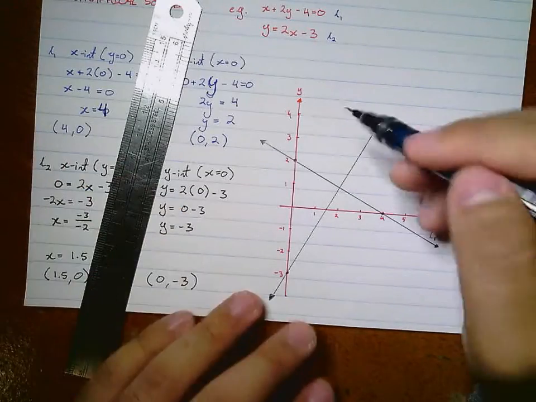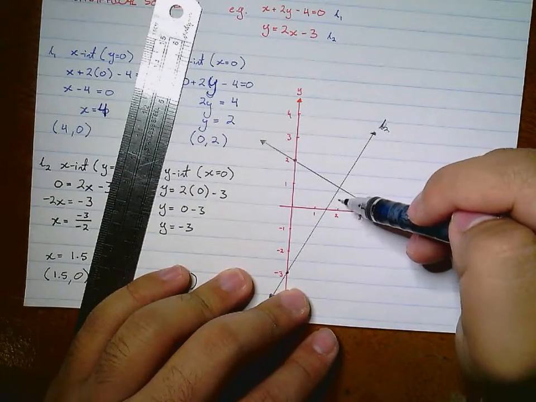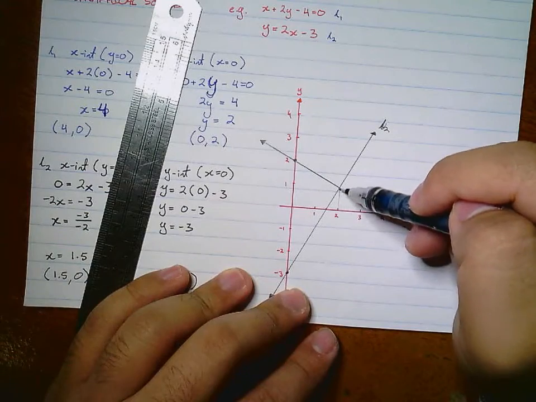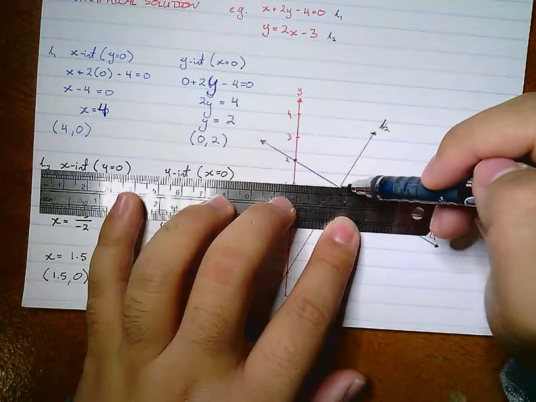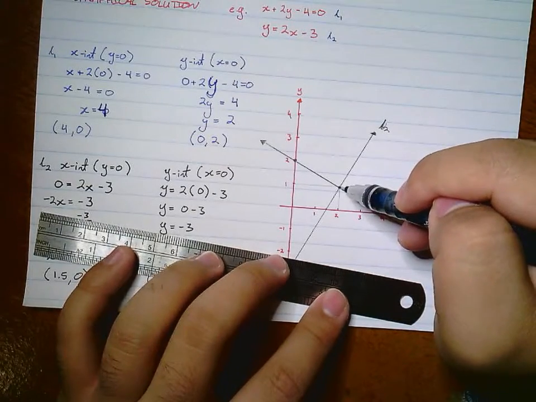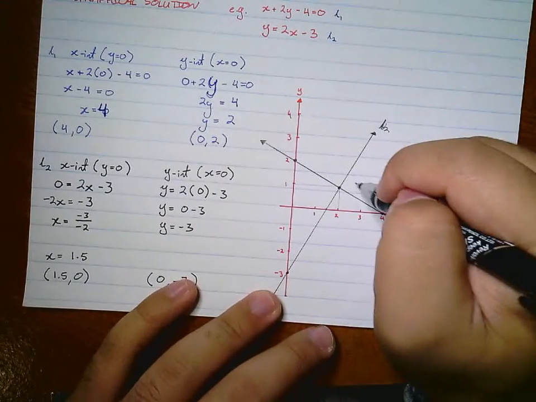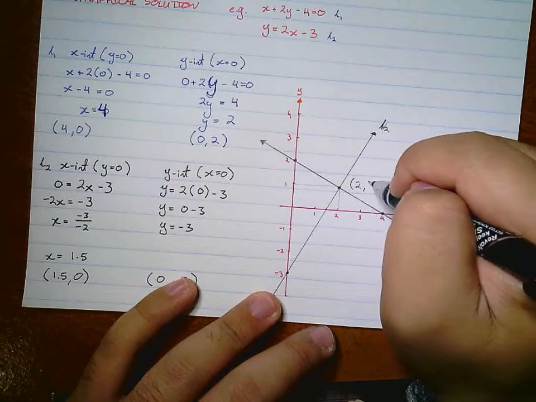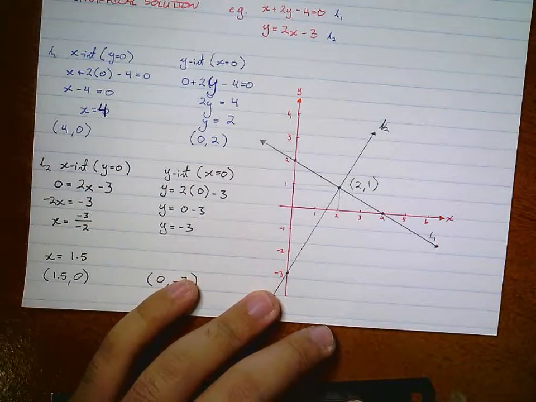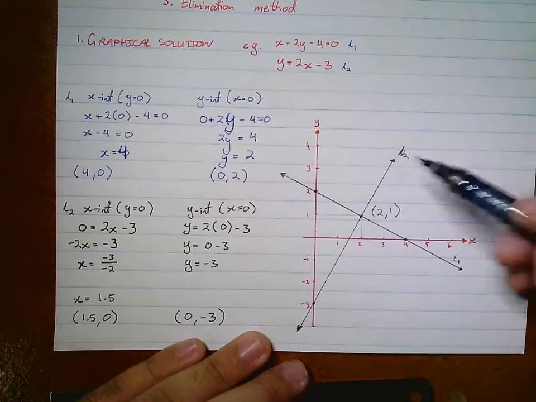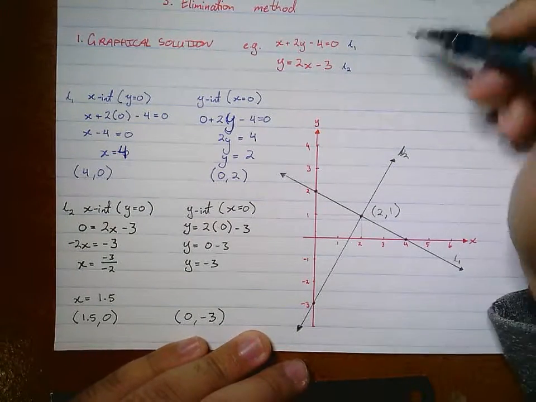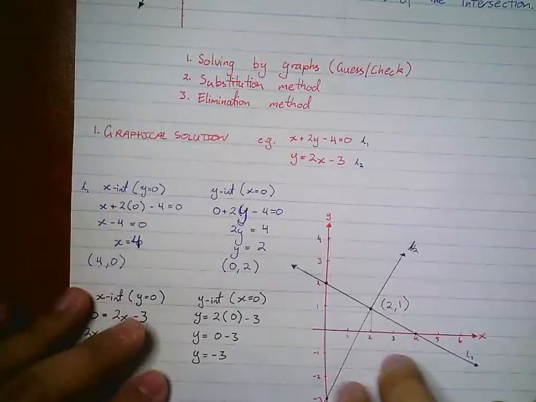And we can see from our graph that it is actually intersecting at that point there. It's intersecting at that point, that is 2, 1. So the intersection of these 2 lines is 2, 1. Okay, let's move on to another example. I'm going to work a lot faster for this one now.